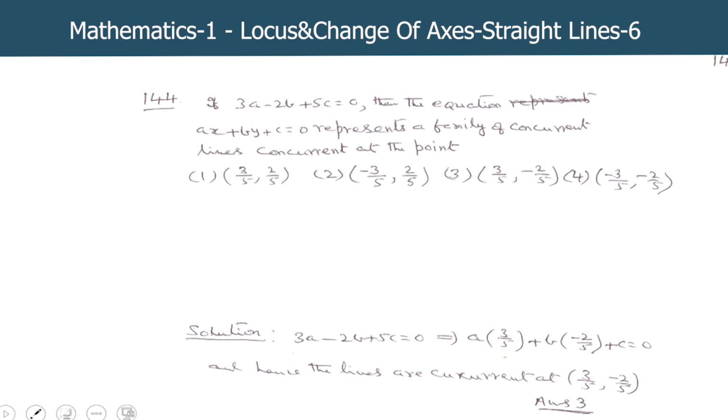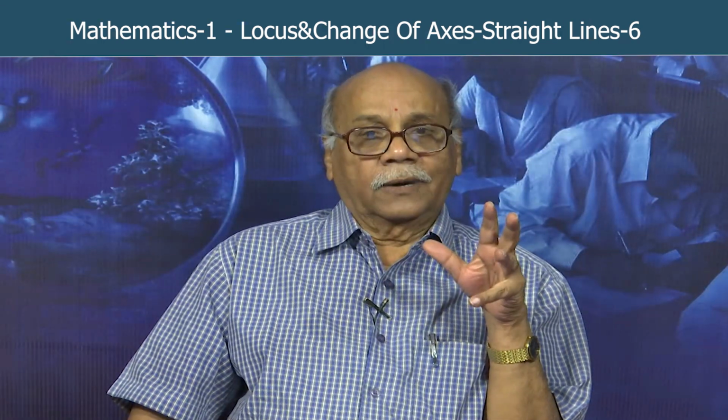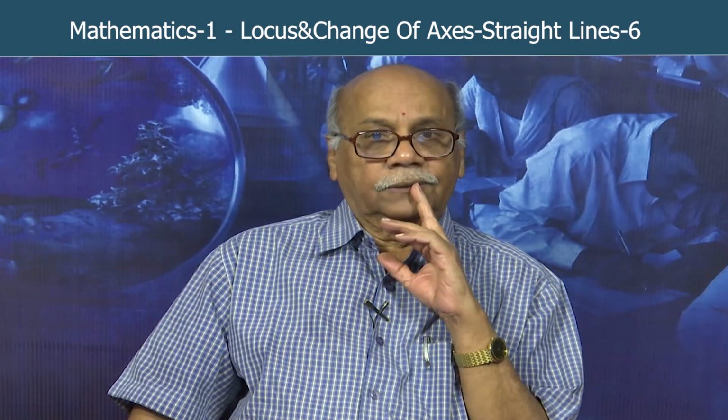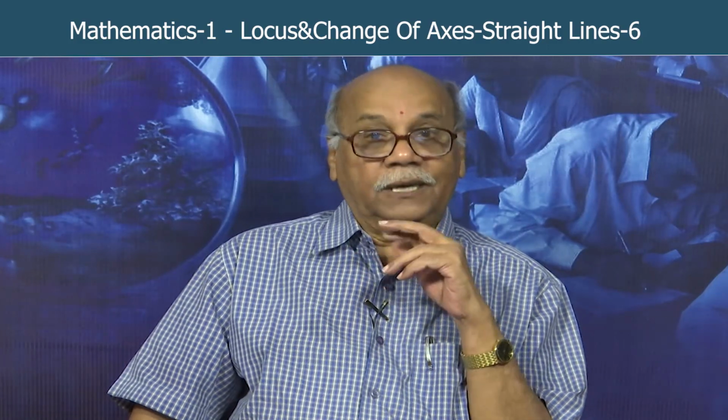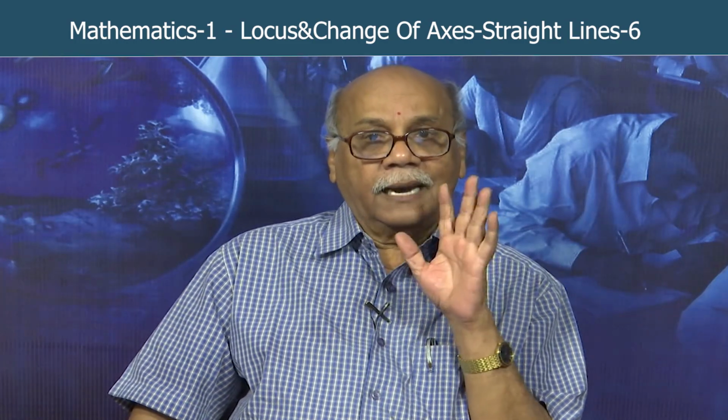Please remember that if the coefficients A, B, C of a straight line satisfy a condition, namely AL plus BM plus CN equal to 0, where N is not equal to 0, then the line AX plus BY plus C equal to 0 passes through L by N comma M by N, provided N is not equal to 0. That is the general principle.